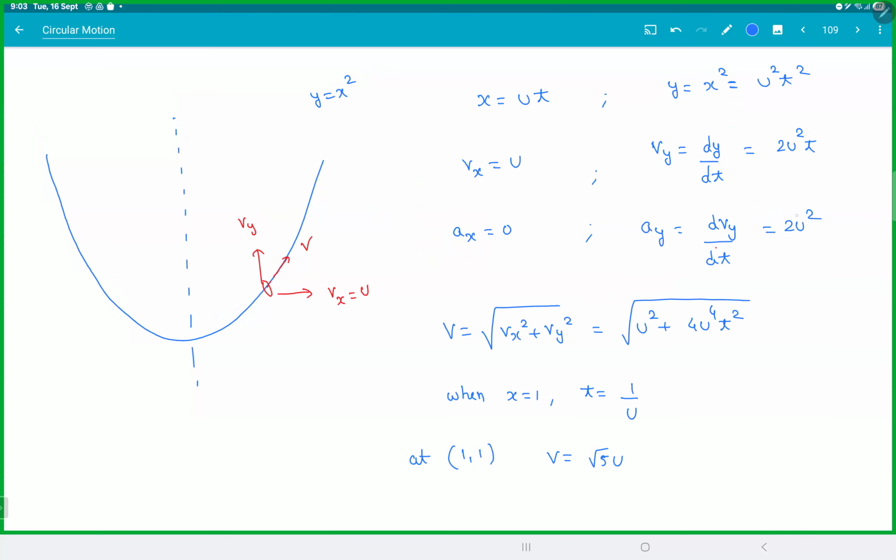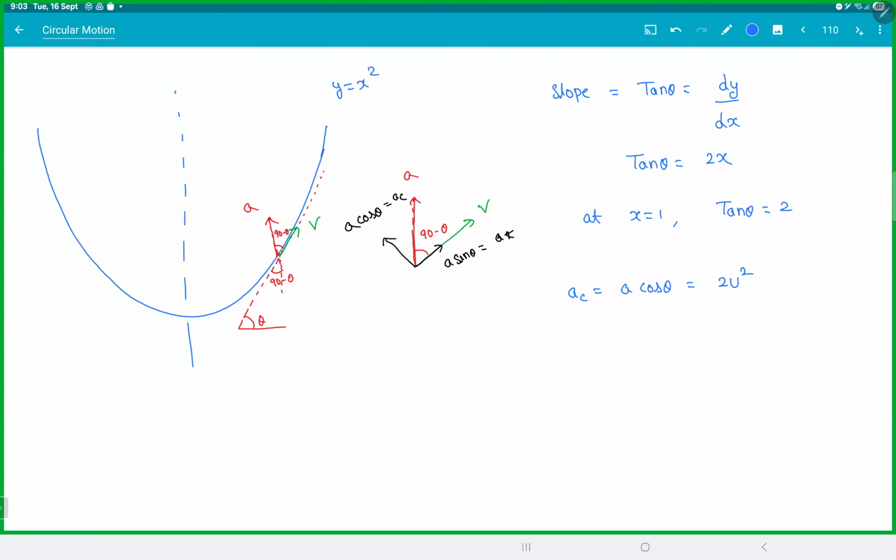a is nothing but 2u square. a net is root over ax square plus ay square, which is 2u square only. And I hope you remember how to get cos theta and sin theta from tan theta. Make a triangle. This is theta. Tan theta is 2 by 1, and this is root 5. So cos theta is 1 by root 5. a tangential is a sin theta, which is 2u square into 2 by root 5.